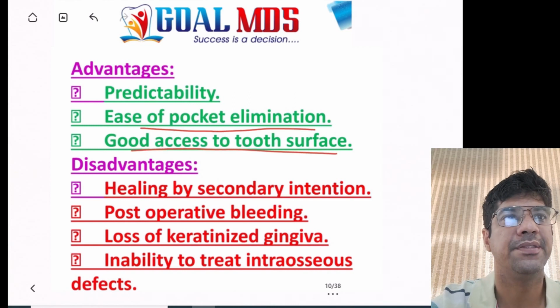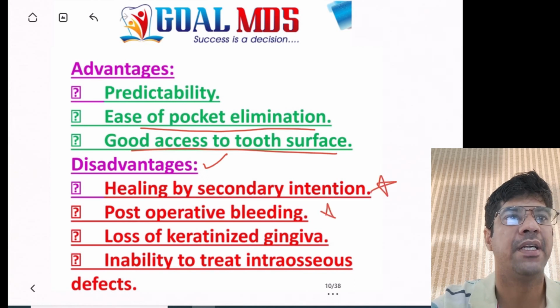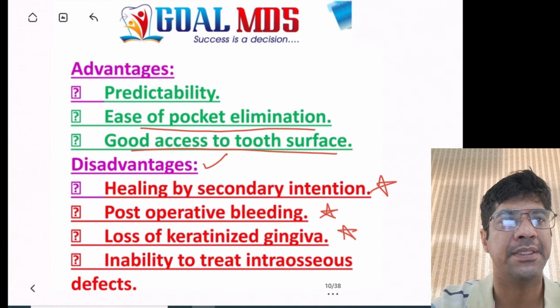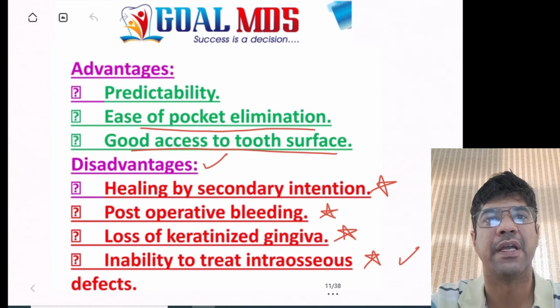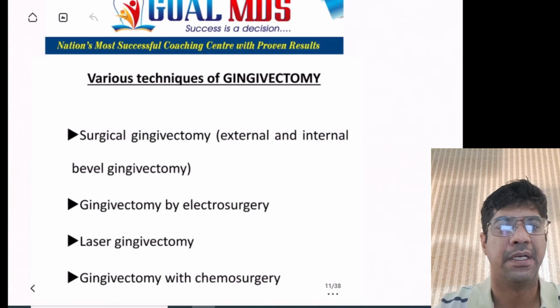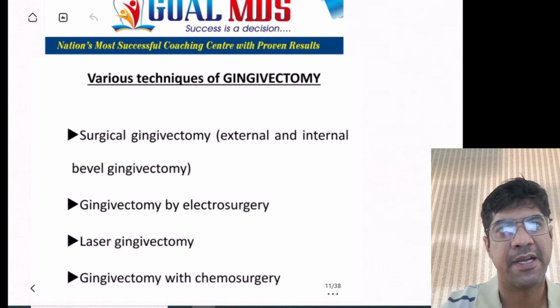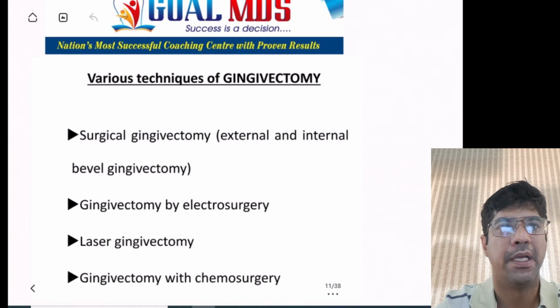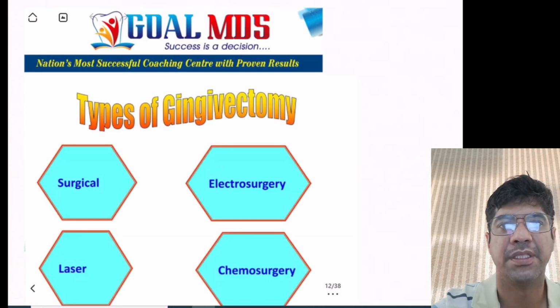So what are the advantages? There is ease of pocket elimination and good access to the tooth surfaces. Disadvantages: there is healing by secondary intention, post-operative bleeding could occur, loss of keratinized gingiva, and inability to treat the intraosseous defect. So these are the disadvantages. Now, what are the various types of gingivectomy? It could be surgical gingivectomy, gingivectomy by electrosurgery, laser gingivectomy, or gingivectomy by chemosurgery.